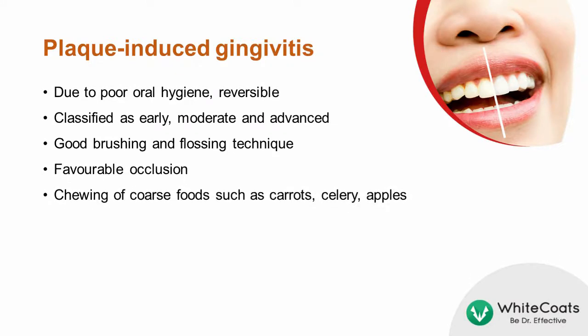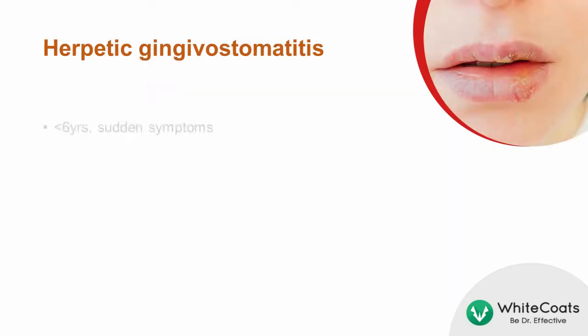Plaque-induced gingivitis usually happens due to poor oral hygiene, and is mostly reversible. It can be classified as early, moderate and advanced. Good brushing and flossing technique are often remedial. Favorable occlusion, and chewing of coarse foods such as carrots, celery, apples may help.